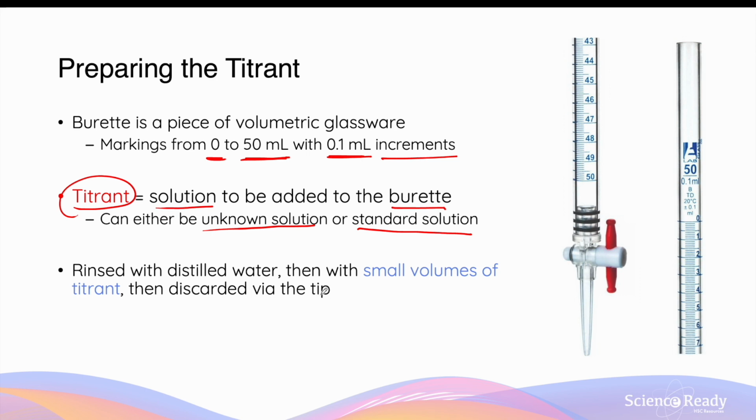It is very important to finish the rinsing process with a small amount of titrant, because any leftover amount of distilled water in the burette will lead to the dilution of the titrant, which leads to a lower concentration of the titrant. If you're adding the unknown solution into the burette, then the solution's concentration will be diluted. If you're adding the standard solution to the burette, then the concentration of the standard solution will also be diluted by the small amount of residual water that's left over after the rinsing process.